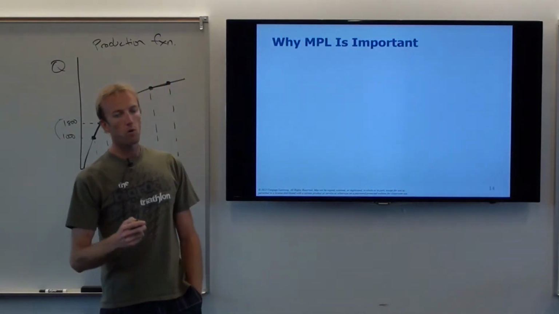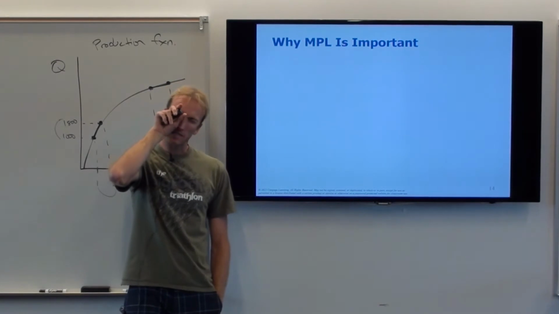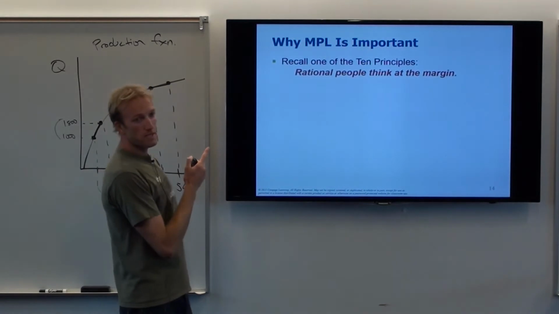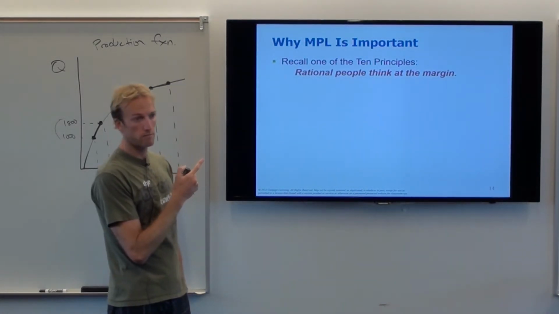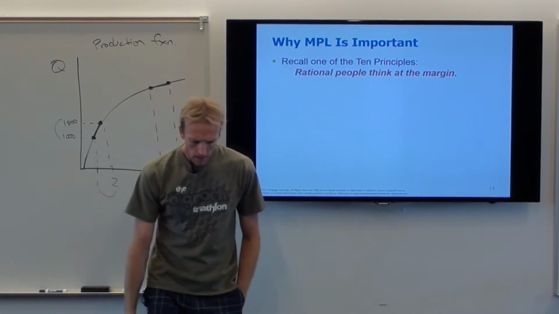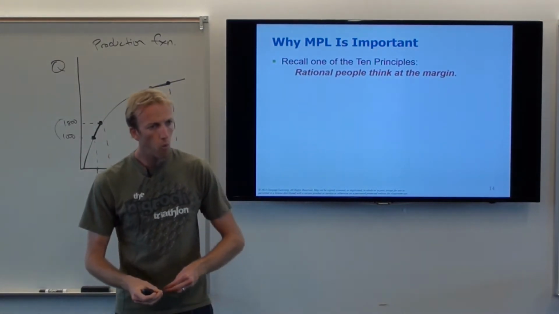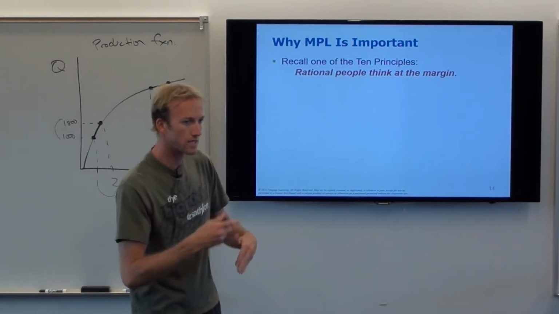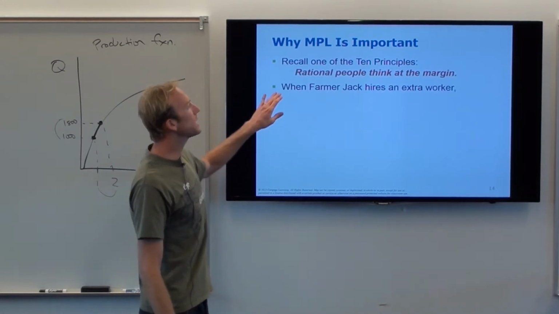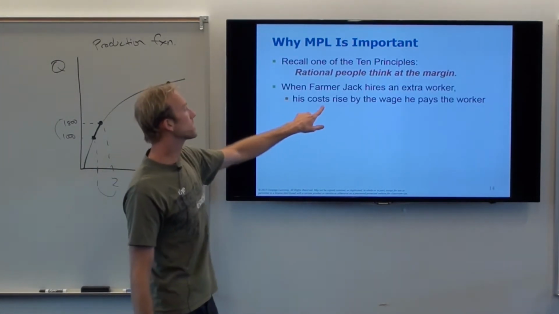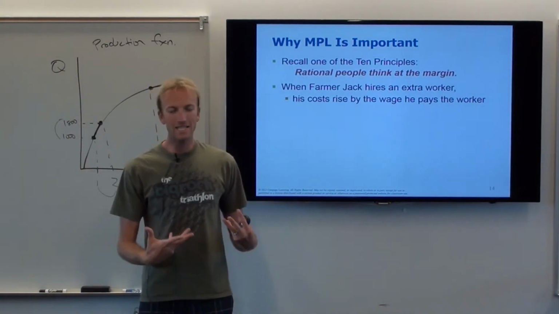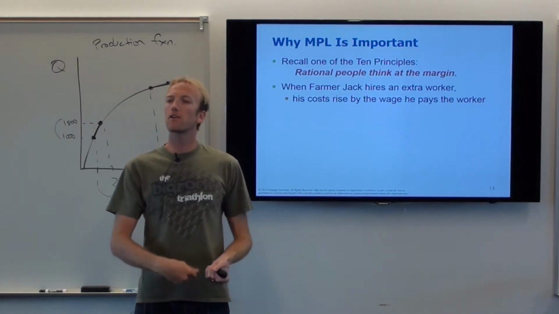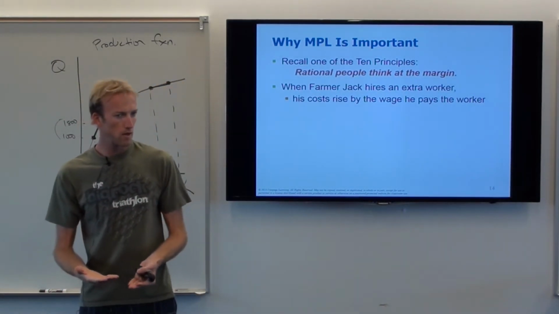So why is marginal product of labor important? Well, it answers a very important question. Remember, everybody thinks at the margin, including Farmer Jack. Meaning, at the margin, should I produce one more bushel of wheat? That's at the edge. When he hires the extra worker, his costs rise by the wage he pays the worker. So the original question he's asking is, should I make one more bushel of wheat? But in order to make more wheat, I have to hire another worker. So now he's going to think about the worker, okay?